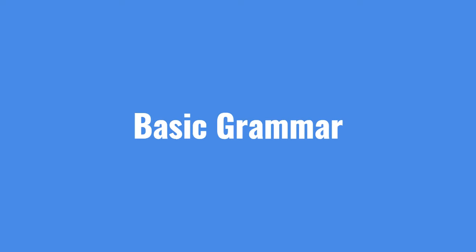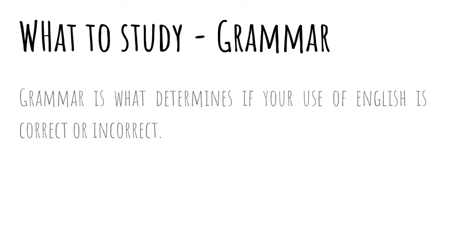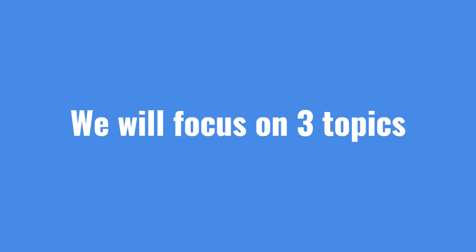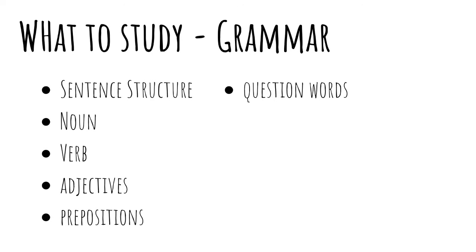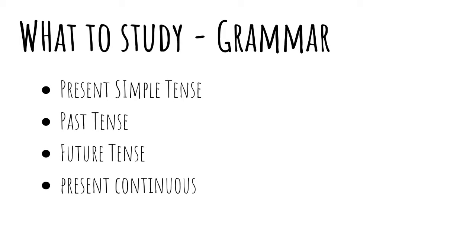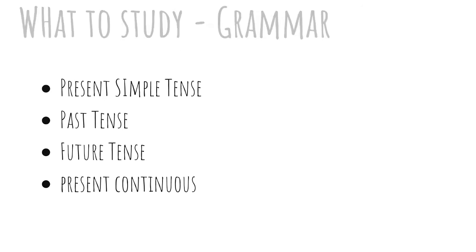Every language has grammar, and English is no exception. Grammar is what determines if your use of English is correct or incorrect. For the purposes of your beginner study plan, we will focus on these grammar topics: sentence structure, noun, verb, adjectives, prepositions, question words, present simple tense, past tense, future tense, and present continuous. Let's take a look at sentence structure.